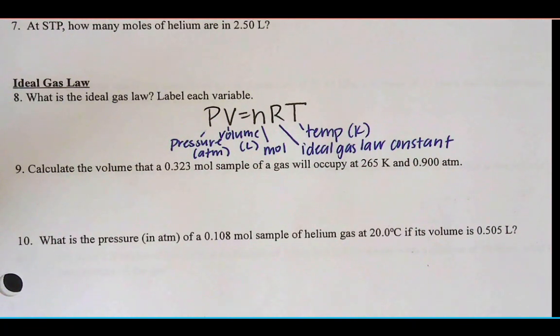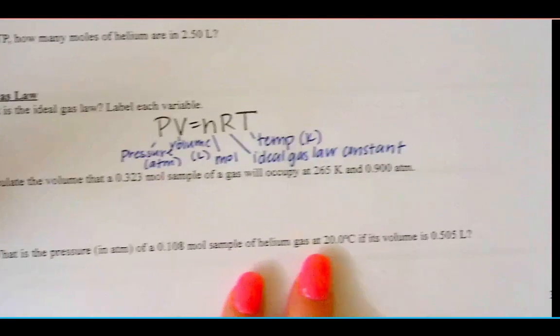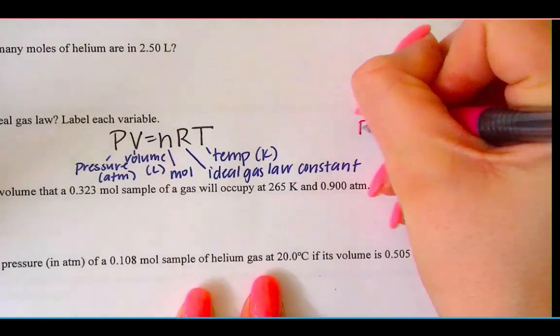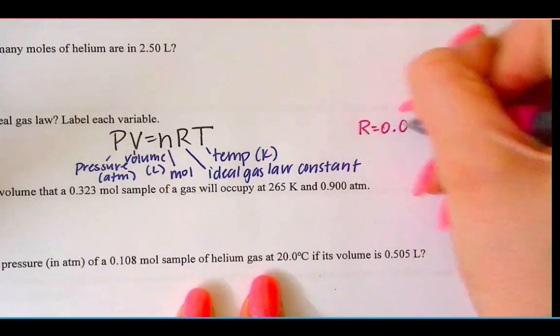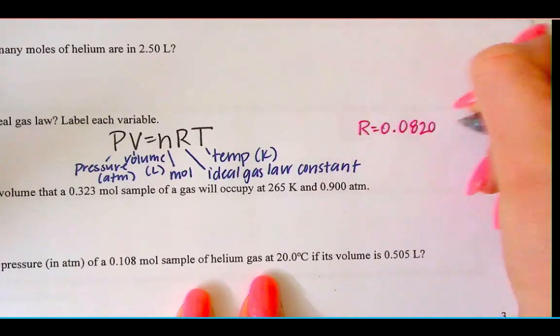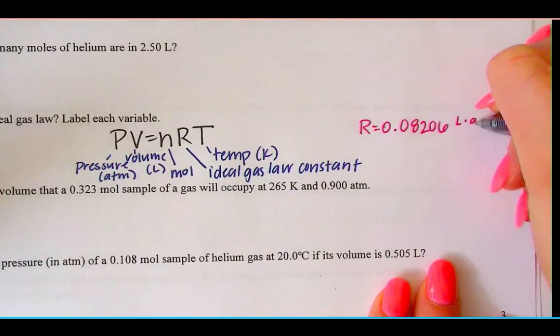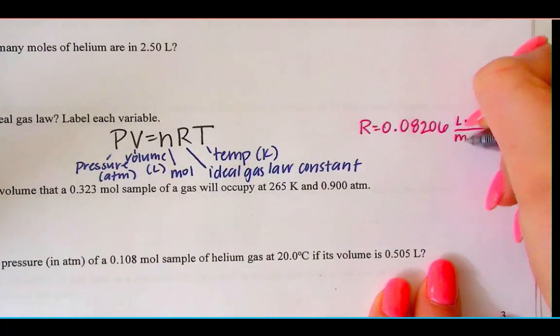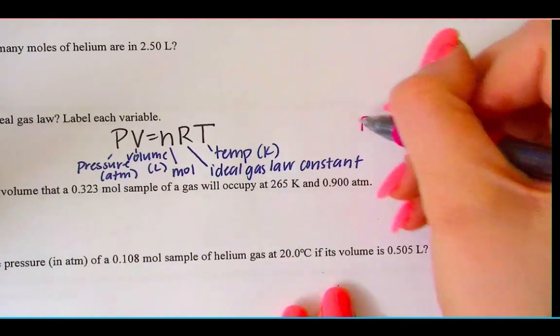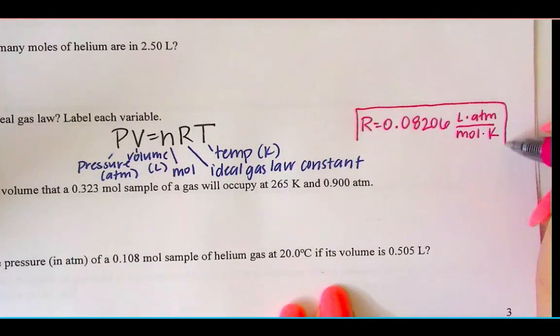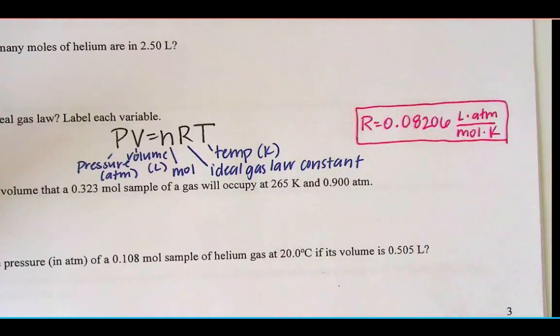You can use different values of R based on the units that you're working with. The R that I will always give you, though, is 0.08206. Units, liters times ATM over moles times Kelvin. This is the value of R that I'll give you all the time.